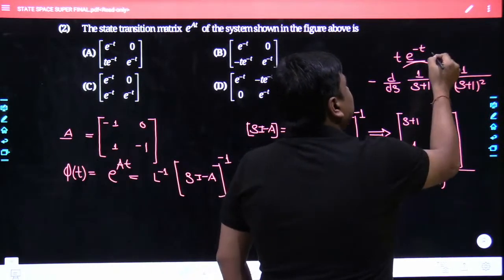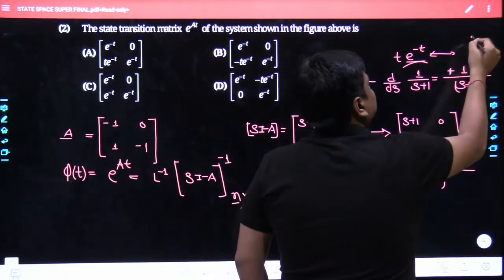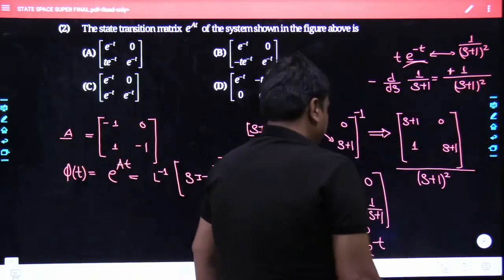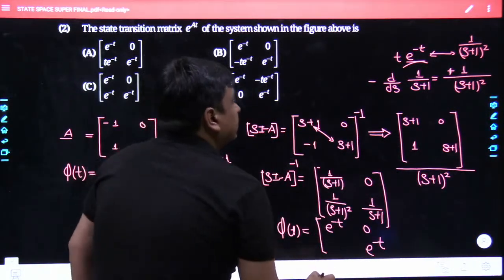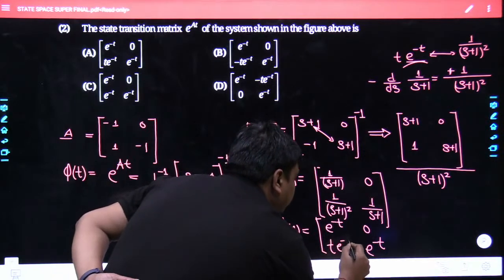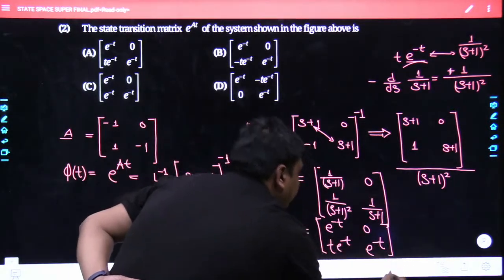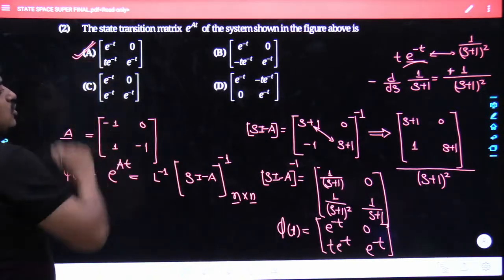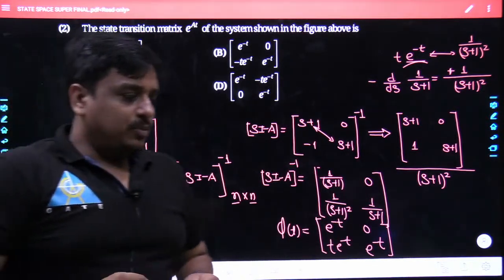So you can see very well the Laplace of t into e to the power of minus t is nothing but 1 divided by s plus 1 to the power of 2. So here you can write this as t into e to the power of minus t. So the best most answer is again gonna be option A.